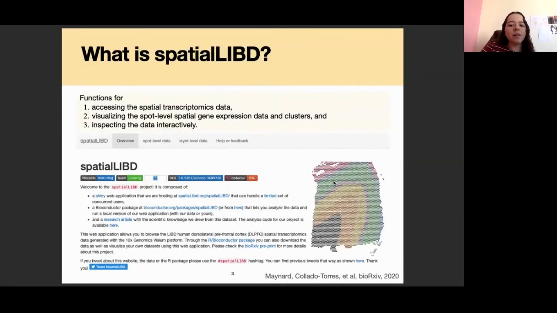And to interactively inspect the DLPFC spatial transcriptomics data, they created a Bioconductor package, spatialLIBD. This package contains functions for accessing the spatial transcriptomics data, also for visualizing the spot-level spatial gene expression and clusters, and to inspect the data interactively, either on the user's computer or through a web application. And here I'm showing you a screenshot of the web application.